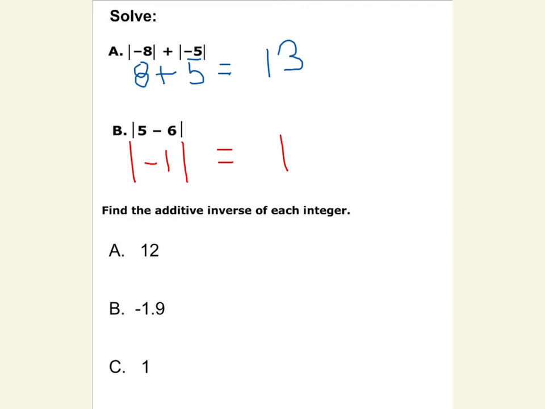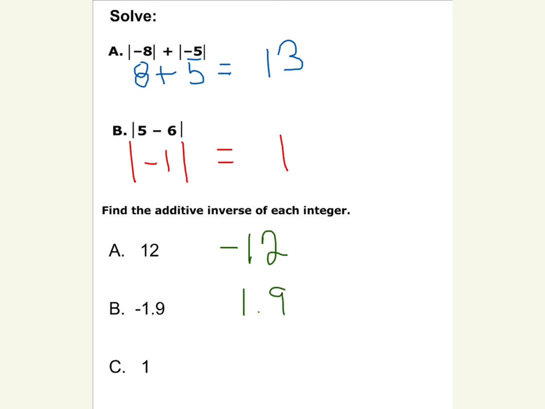All right, let's take a look at the bottom three. It says find the additive inverse for each integer. Additive inverses are fairly simple because it just means the opposite. What is the opposite of 12? The opposite of 12 is negative 12. Letter B. What is the opposite of negative 1.9? The opposite of negative 1.9 is positive 1.9.